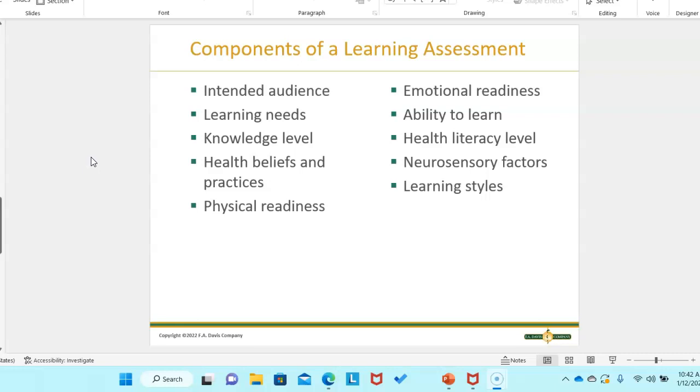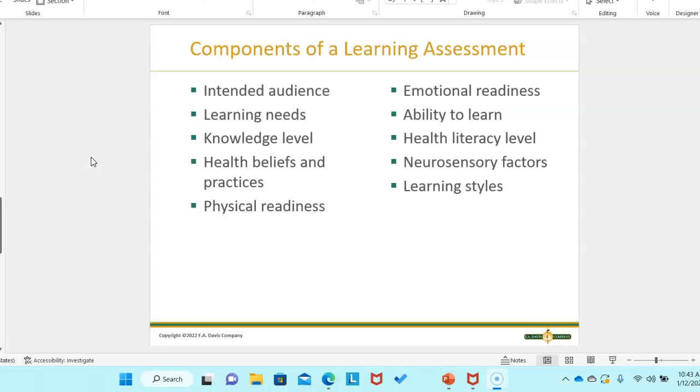These are going to be the components of a learning assessment. You want to know who your audience is. Who are you teaching? What is the client's age, occupation, developmental level, and cultural affiliation? Will you be teaching a person or a group? You want to know their learning needs, such as what is the client's medical or other problem? What behavioral changes are needed? What self-care knowledge and skills does the client need?